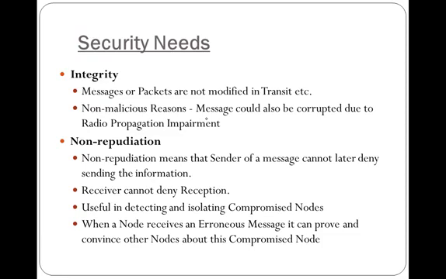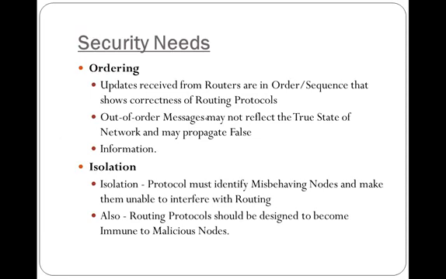When a node receives an erroneous message, it can prove and convince other nodes about this compromised node. So this might help other nodes inside a network know that one of their colleagues or friends or group members, a network node, is compromised, so they must be very careful while receiving information from it.